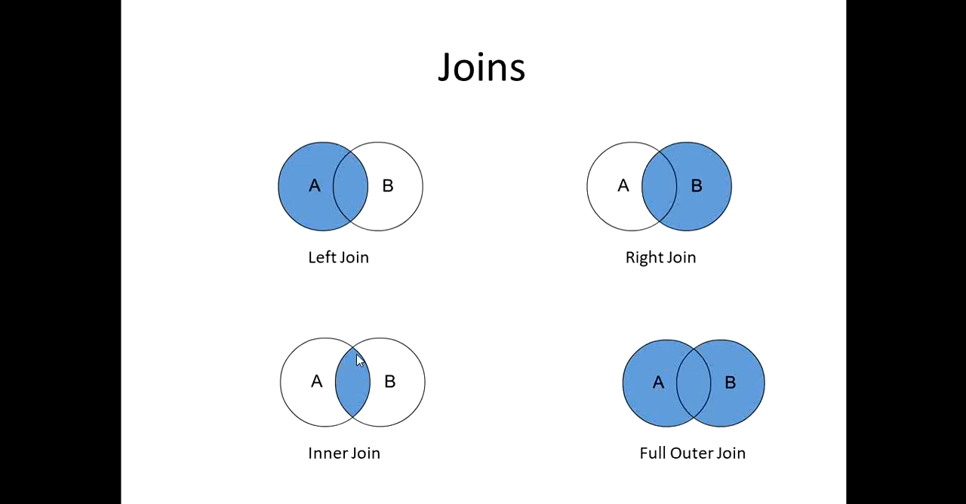Whichever records are not common from table A to table B or table B to table A will be discarded and will not be part of my final data set. My final data set will be the common data coming from both tables. And the full outer join is very simple: take all the records from table A, and take all the records from table B, and that will be your full outer join. Okay, so that's how it works.